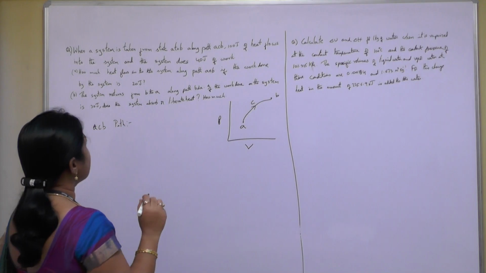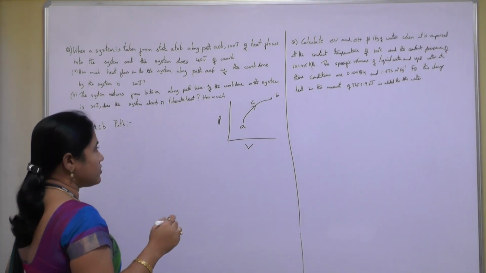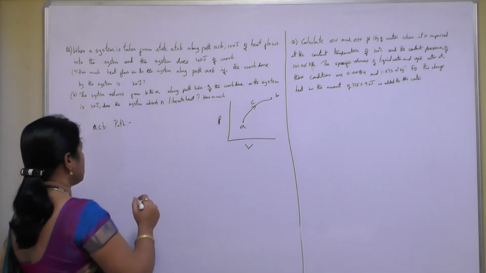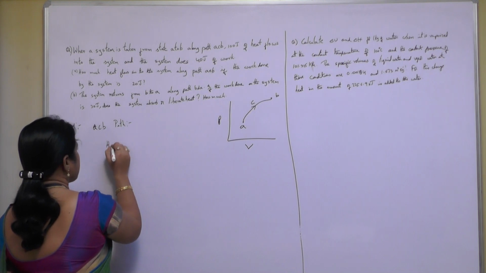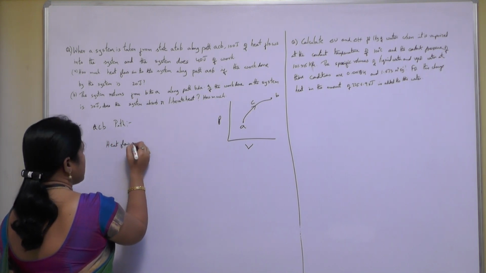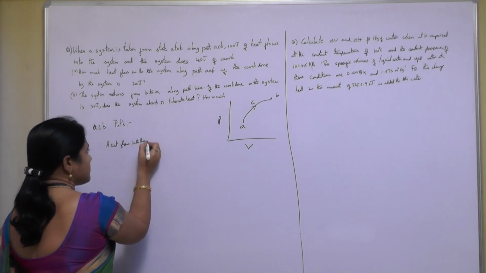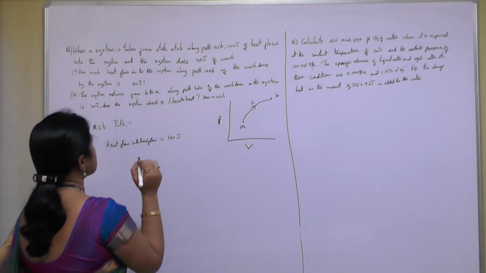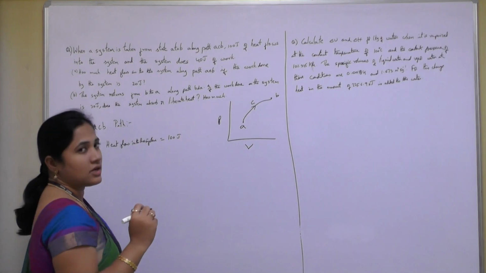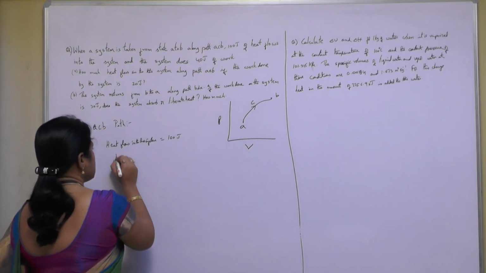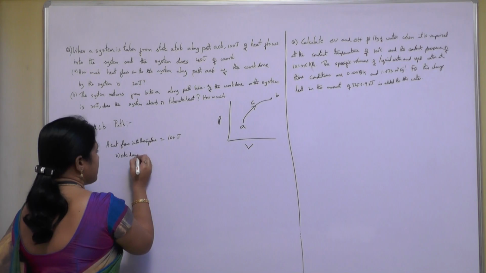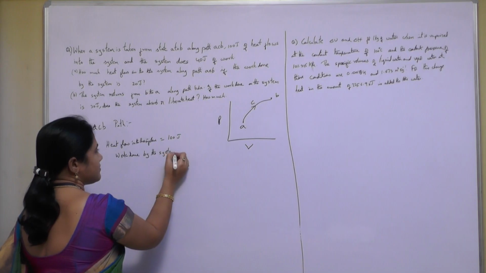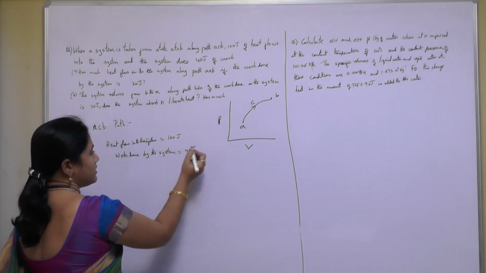100 joules of heat flows into the system. Flows into the system, that is, heat is added to the system, so the sign convention is positive. So heat flow into the system is equal to 100 joules, and the system does 40 joules of work, that is work done by the system. So work done by the system is equal to 40 joules.